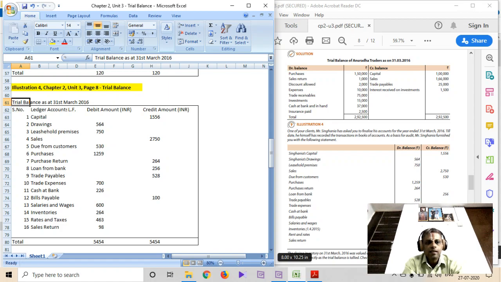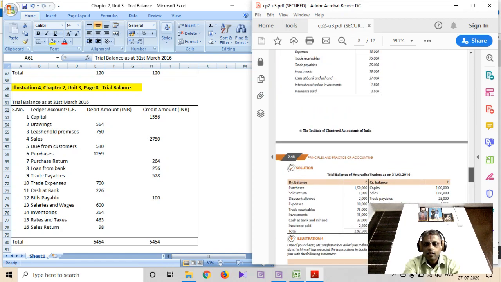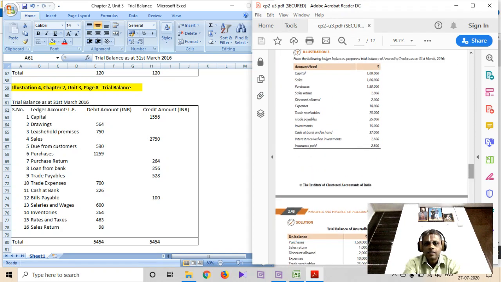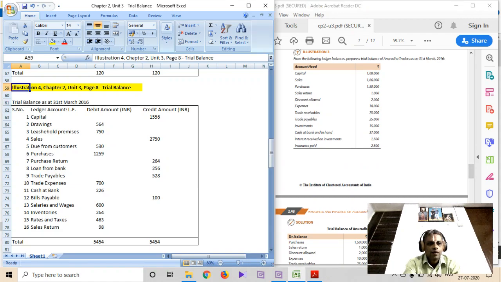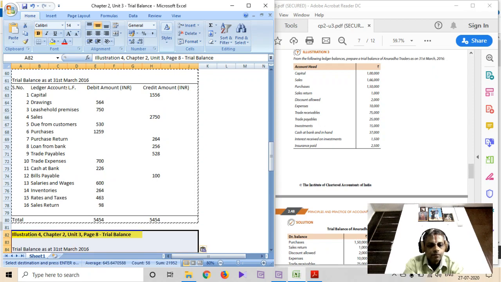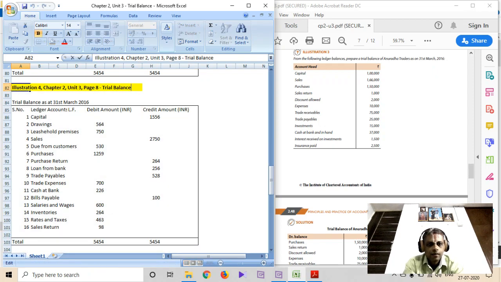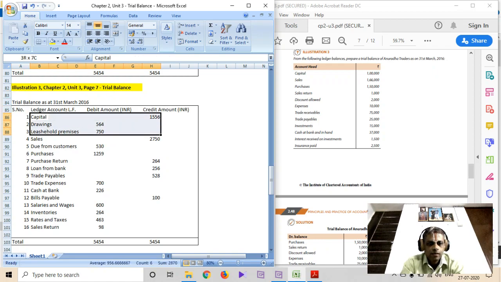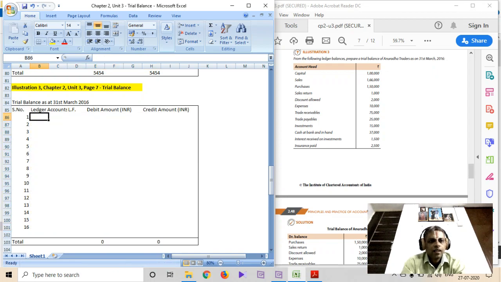Let's try and solve one more question. Yeah, we have illustration 3 here. Let's copy this. I'm just copying this format here. Illustration 3, which is on page number 7. I'm just removing the data from here. Okay. Illustration 3.